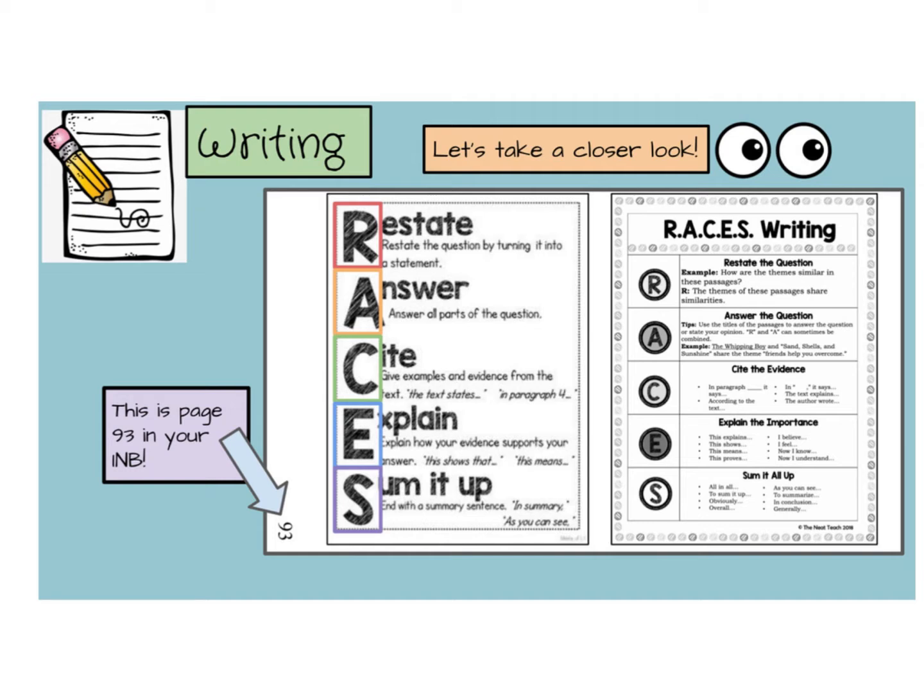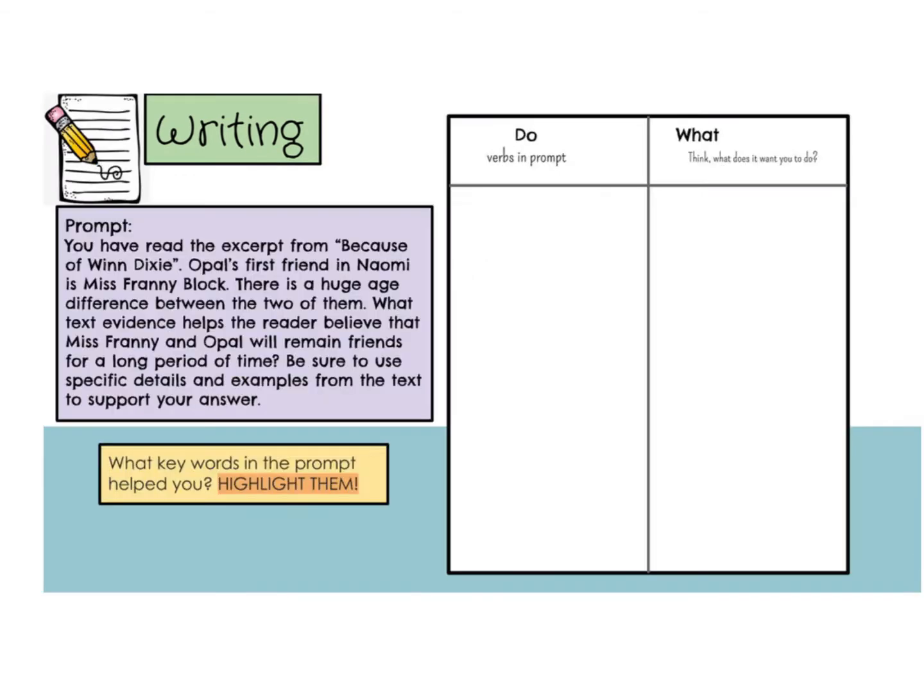So now that we know what RACES stands for, today we are going to dive in with our brainstorming, and we will not do every letter today. We're only going to start with a couple. Before we can do that, we have to understand the prompt. So we'll be looking at how we break down a prompt to understand it to be able to write about it. Let's look at our prompt for this week.